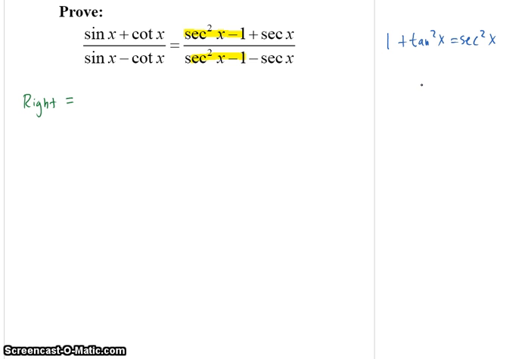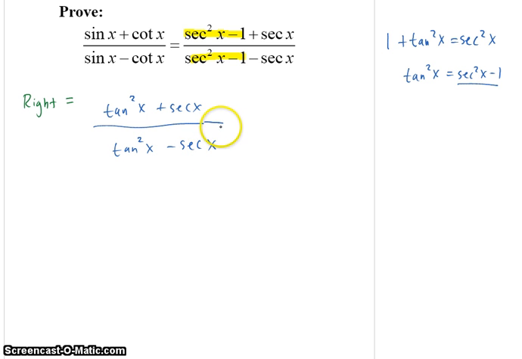So secant squared x minus 1, I just confused myself, is tangent squared x. But that's not what we have, is it? Yes, we do. We have it in both. It's the yellow. Secant squared x minus 1 is in the yellow. So I'm going to make that substitution. So I've got tangent squared x plus secant of x over tangent squared x minus secant x. Nice.